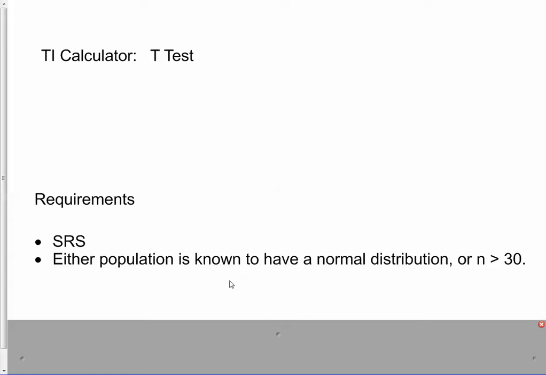Before doing the example, let me just go through the requirements for the t-test to be appropriate. Number one, as always, your data should be coming from a simple random sample. And the second one is basically the central limit theorem requirement: you have to somehow already know that the population has a normal distribution, or if you don't know that, you need your sample size to be at least 30, because then the central limit theorem kicks in, and you get to say that x bar is normal even if the original population is not.